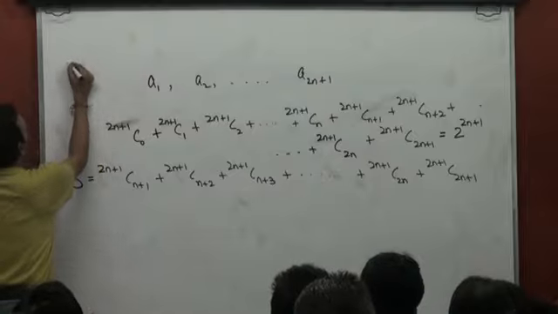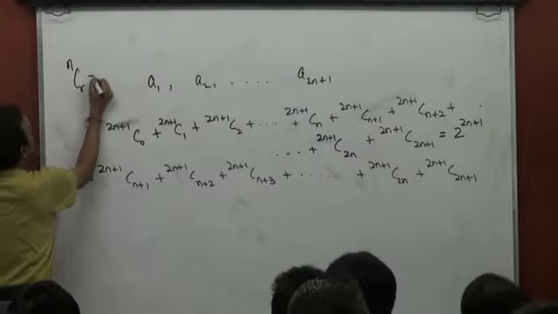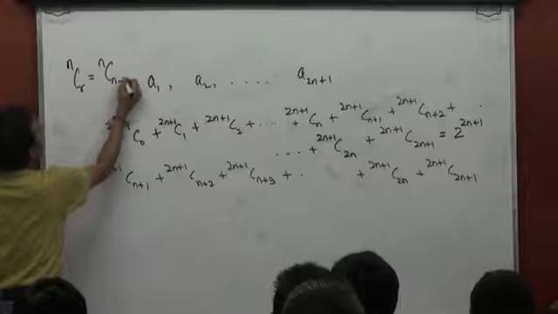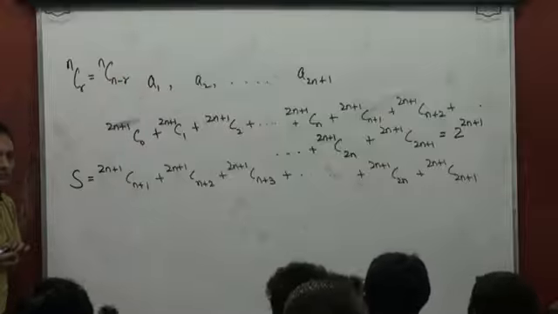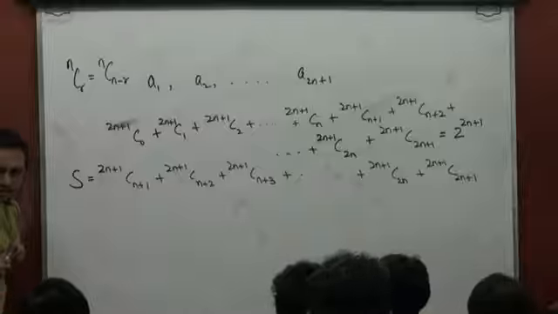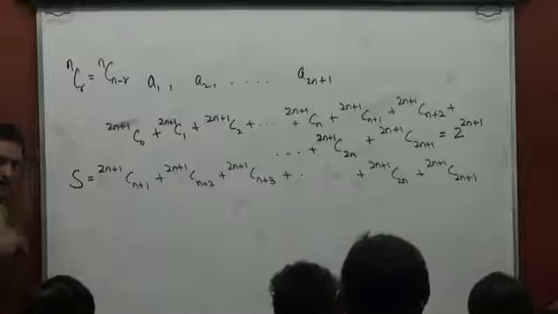Now, did I tell you that NCR is the same as NC n minus R? No. NCR is the same as NC n minus R, right?